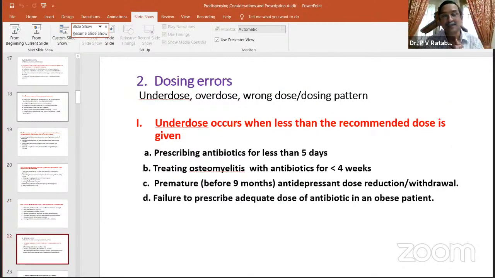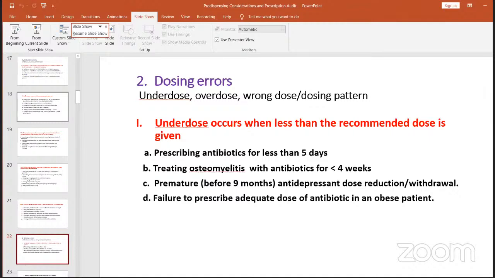Now, coming to dosing errors. This is very common. So first was indication errors. Now, the second type is dosing errors. There can be underdose, there can be overdose, there can be wrong dose or dosing pattern. So what is underdose? Underdose occurs when less than the recommended dose is given.